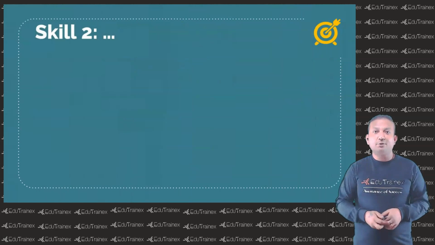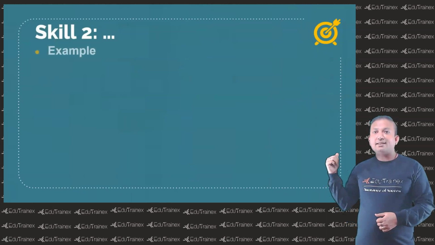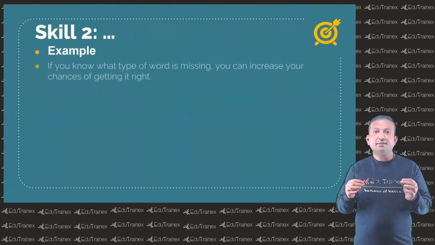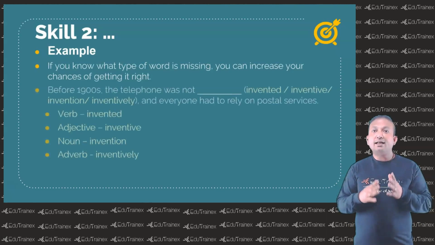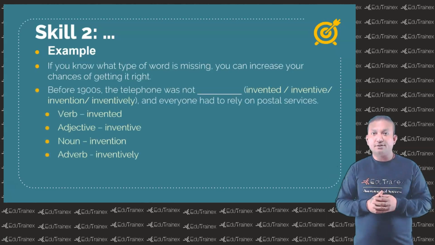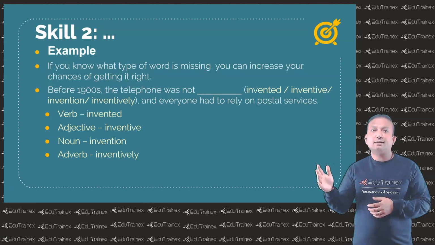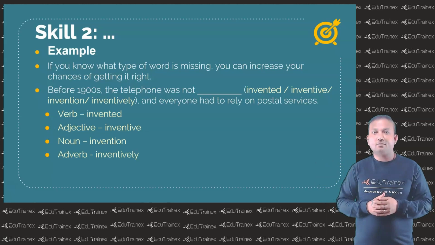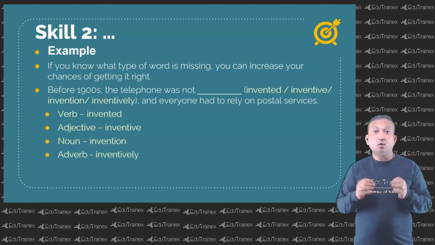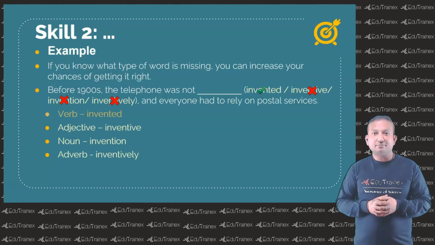Let's do an example together. On the screen you can see a sentence. Before 1900s, the telephone was not dash and everyone had to rely on postal service. So before even looking at the options, we can clearly see the sentence is talking about an action. The telephone was not something. Now see the options here. Invented, inventive, invention, and inventively. So which one is the action here, or verb here? Invented. So that's our answer.